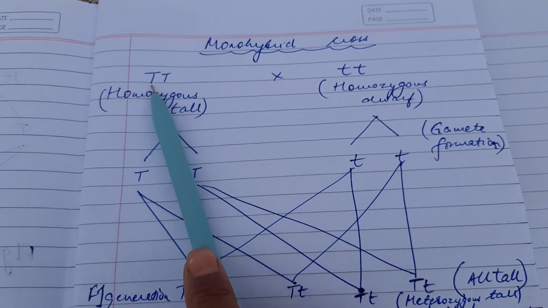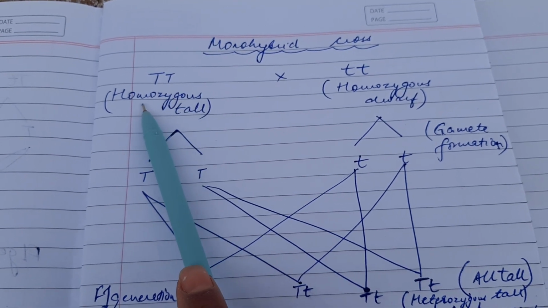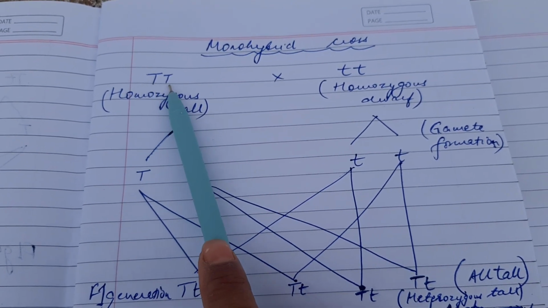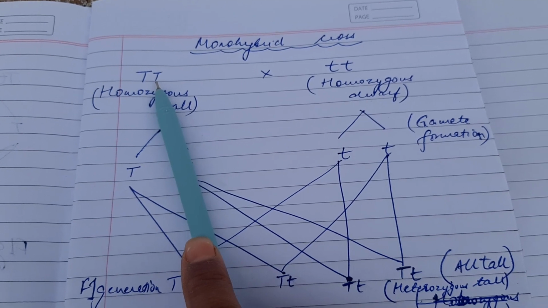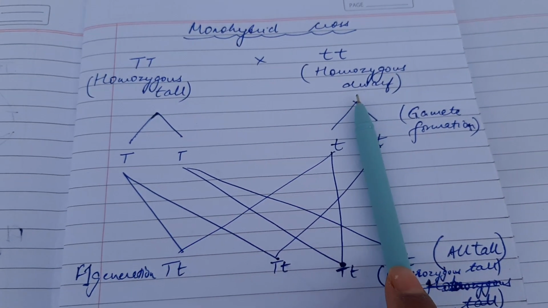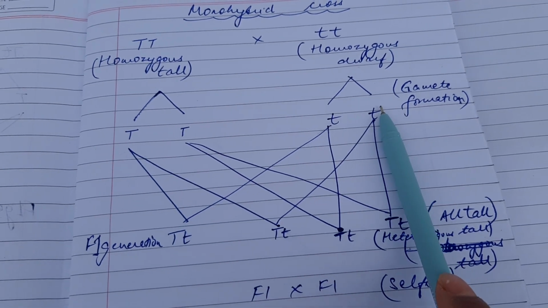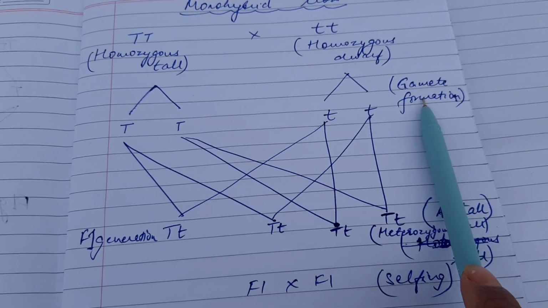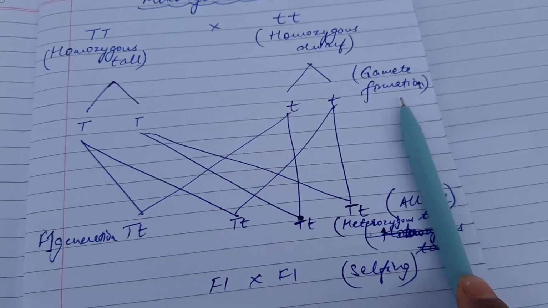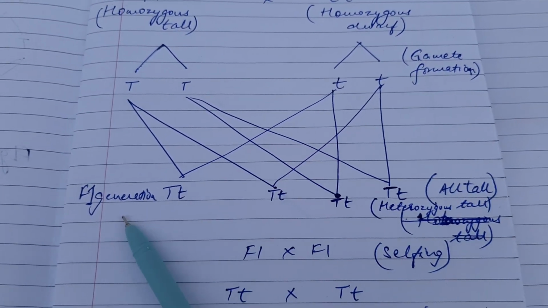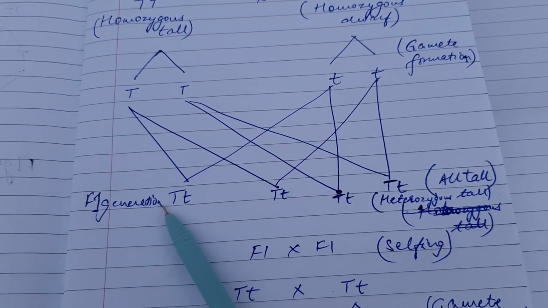Right. So these two capital T's, this combination is now known as homozygous tall. Okay, because both of them are the same alleles, similar alleles. Okay, so in this case this is going to be homozygous dwarf because alleles are the same. So now what we are going to do is this process is called gamete formation. Okay, so this is basically halving of chromosomes. All right, and now we are moving towards the F1 generation.